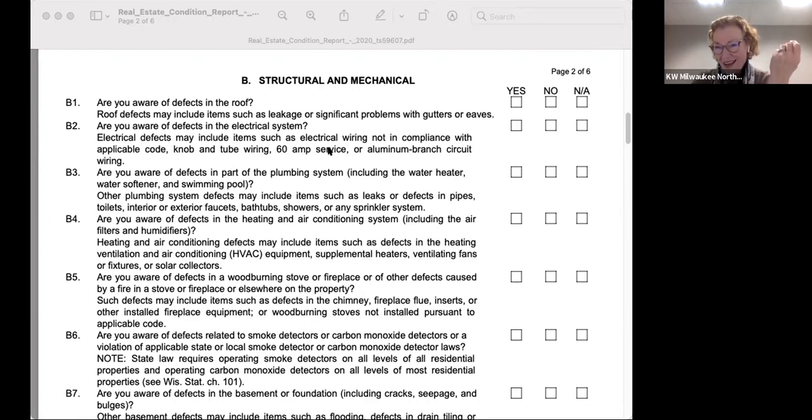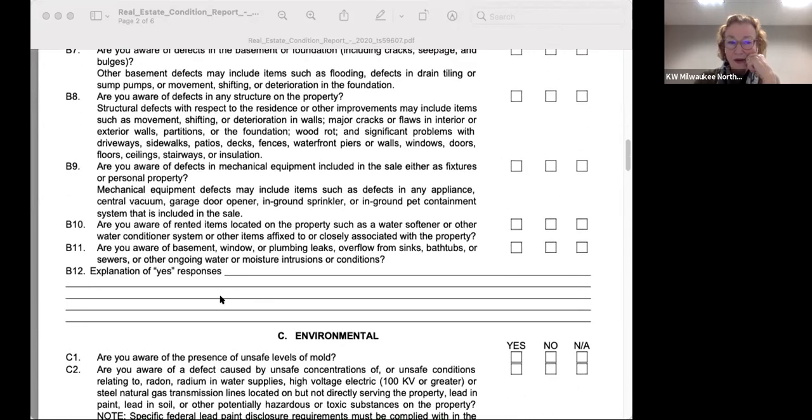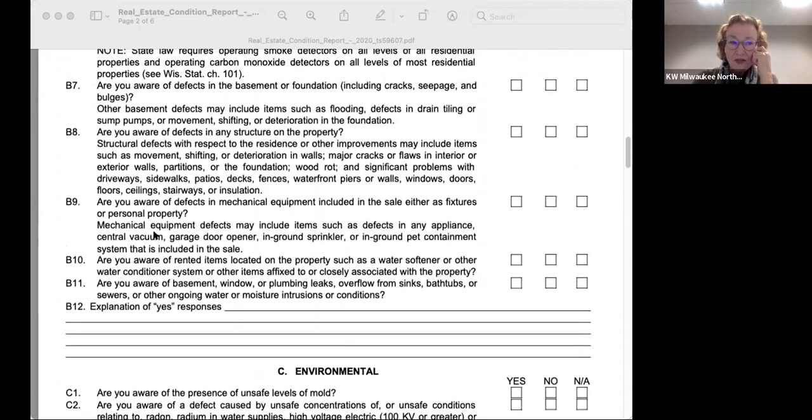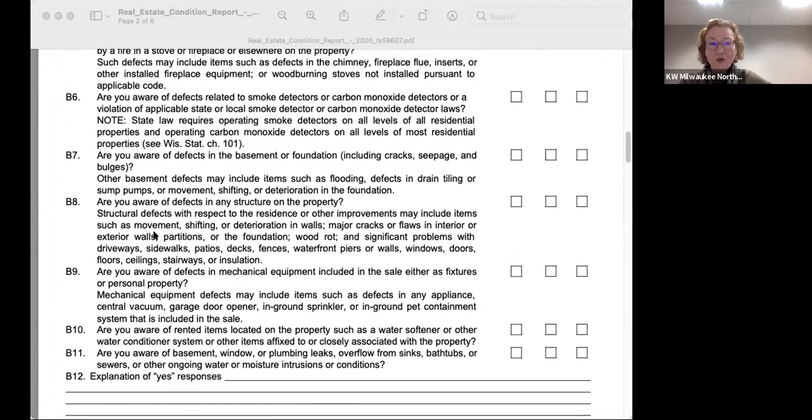The seller may have a situation in their electrical system that they're aware of, but not necessarily one of these examples. Again, they click on the yes, and then they go down to this section where there are explanations of yes responses and type them in there or write them in there. So as I said, each sentence starts, are you aware of the defects in each one of these?